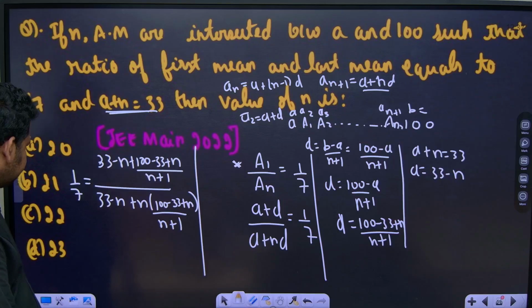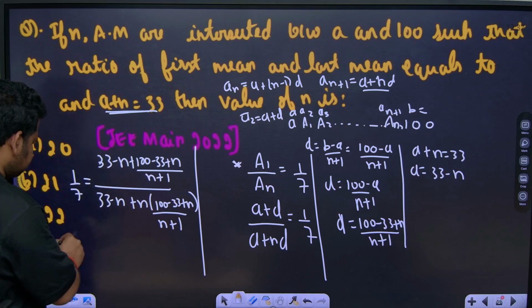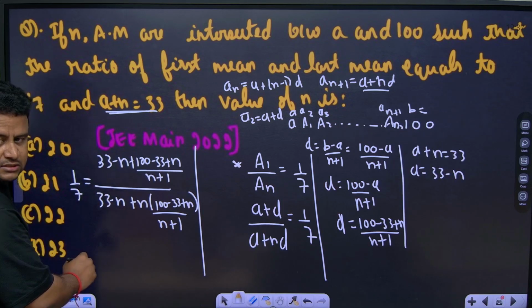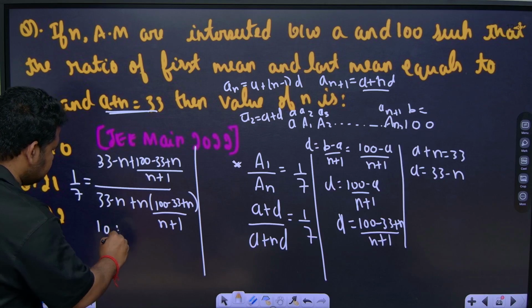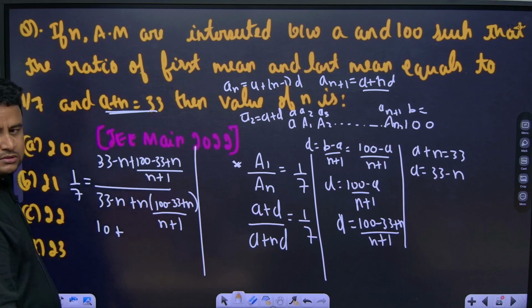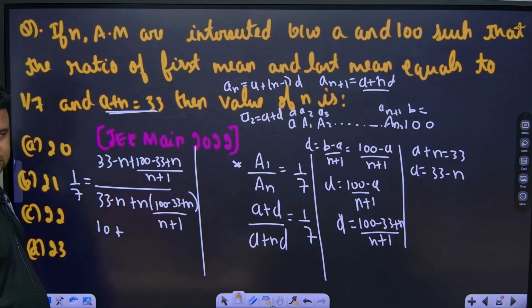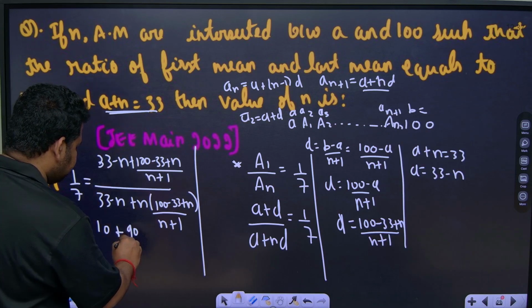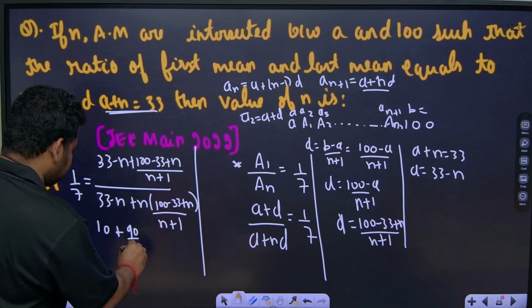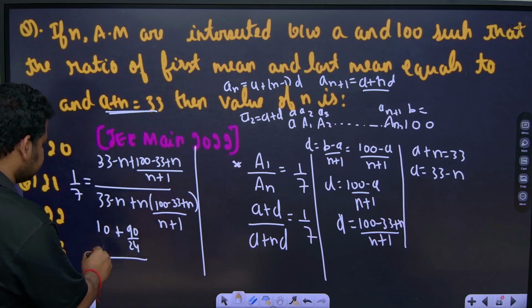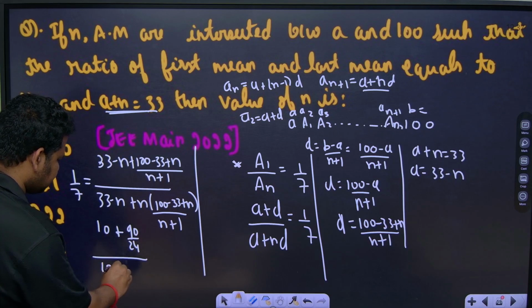So let me take n as 23. So 33 minus 23 is 10. This will be 10. So 100 minus 33 is 67. 67 plus n, 23, means it will become 90. 90 by n plus 1, which will be 24. Okay. 33 minus n will be again 10. Correct?